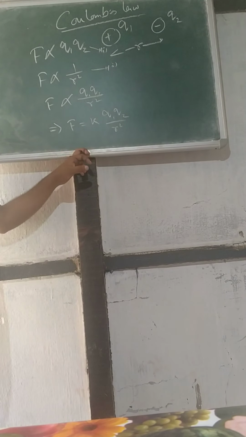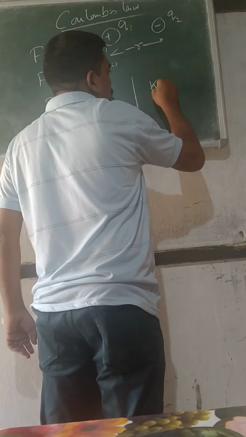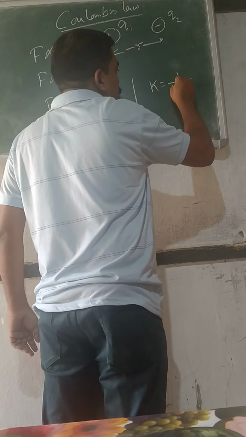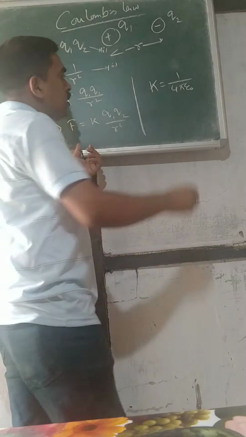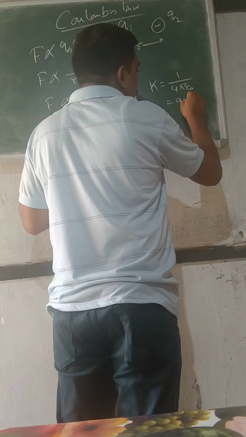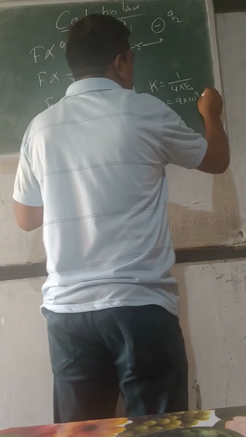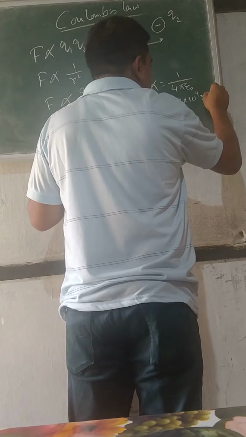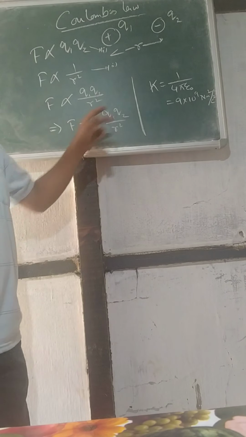The constant value K equals 1 by 4 pi epsilon naught. This is equal to 9 into 10 to the power 9 Newton meter square by Coulomb square. This is the value of K.